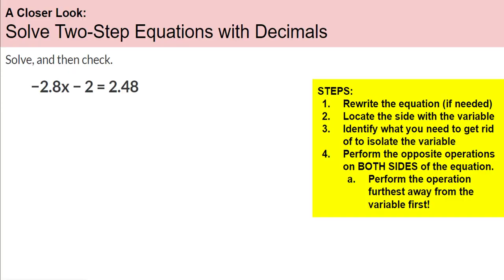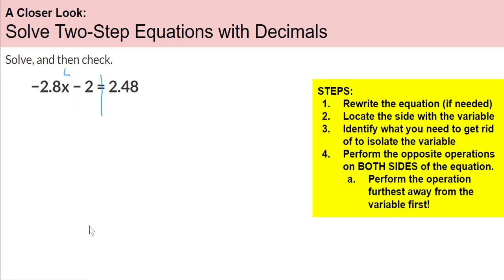All right, step one, rewrite the equation. I don't think we need to rewrite the equation. You could say plus -2 if you want, but I'm going to keep that as -2. All right, step two, what side has the variable? If you said the left side, you are correct. There's the variable on the left.